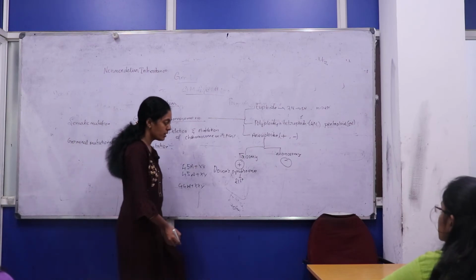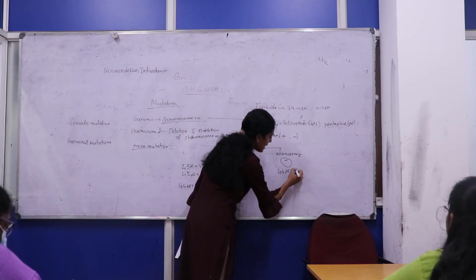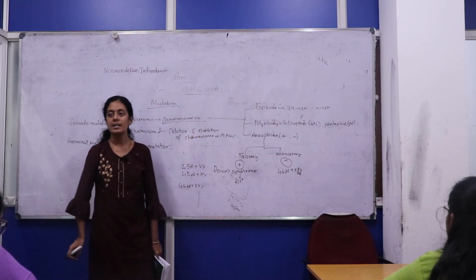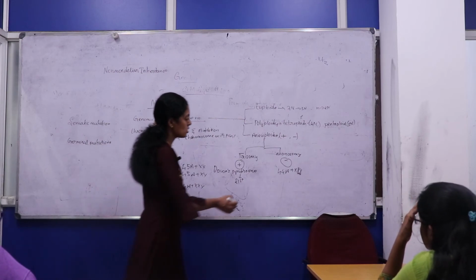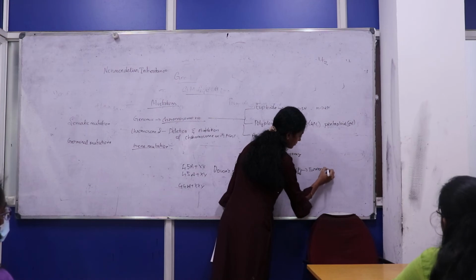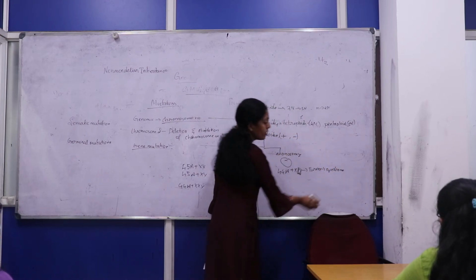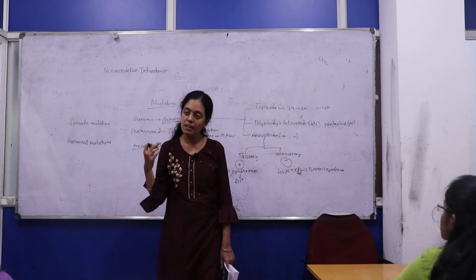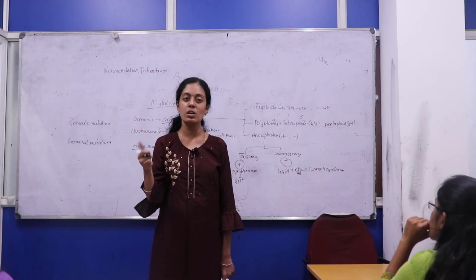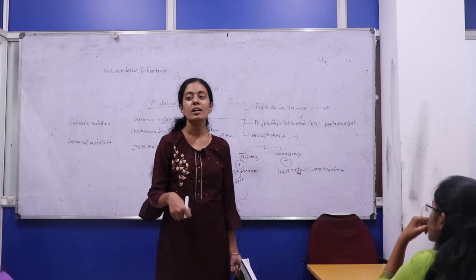Then you have Turner syndrome. Turner syndrome is 44A plus XO. Here there is no second X chromosome. That is what we call Turner syndrome. What are the characteristics of Turner syndrome? Short stature, webbed neck, underdeveloped ovaries, very poor reproductive system, the metabolism will be very slow. They are all the symptoms of Turner syndrome.